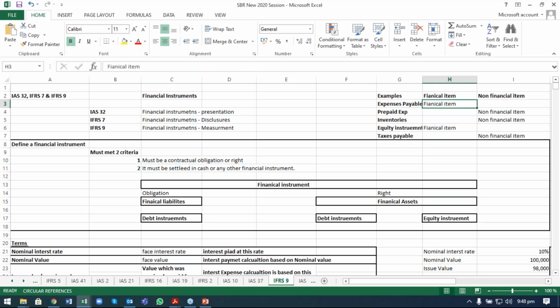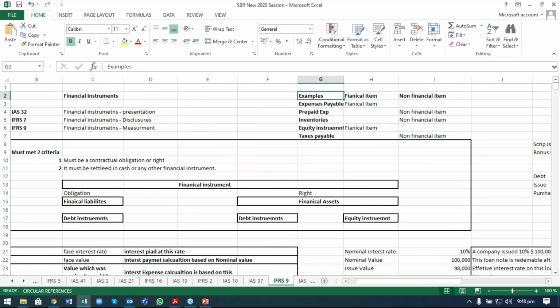We have a few examples of how you can differentiate between a financial item and a non-financial item. For example, if you have some expenses payable, do you have a contract? Yes, we already entered into a contract against which we have received the services or the goods. Now, against that contract, I have an obligation to deliver cash, right? So any expenses payable should be treated as a financial item or a financial liability.